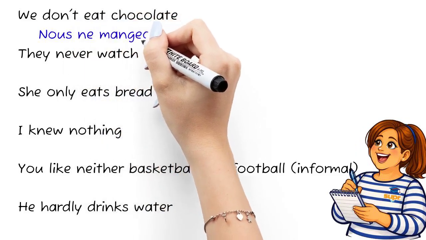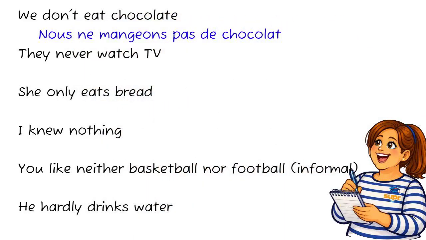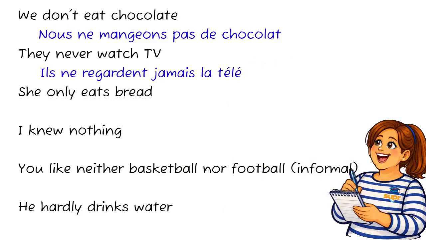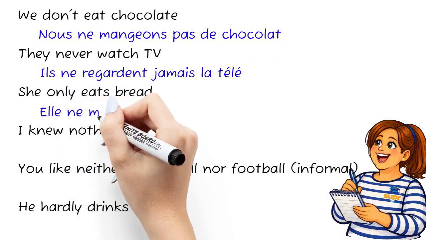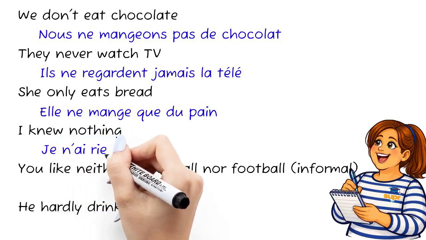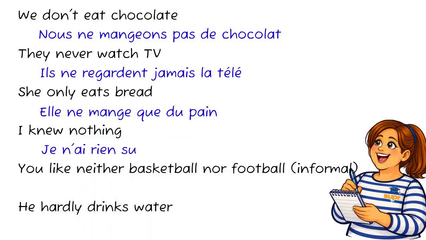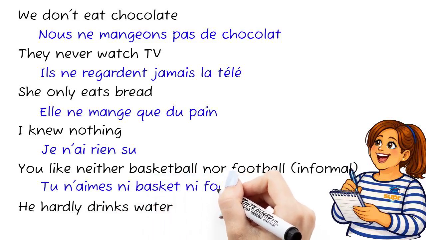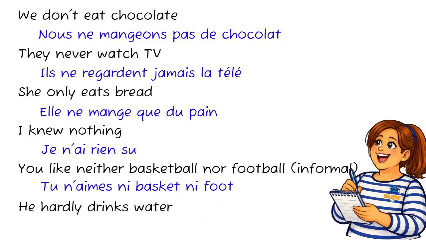And our responses are, nous ne mangeons pas de chocolat. Il ne regarde jamais la télé. Elle ne mange que du pain. Je n'ai rien su. That's around the auxiliary verb. Tu n'aimes ni basket ni foot. Remember, we don't have articles with the basket or foot. And il ne boit guère d'eau. He hardly drinks water.